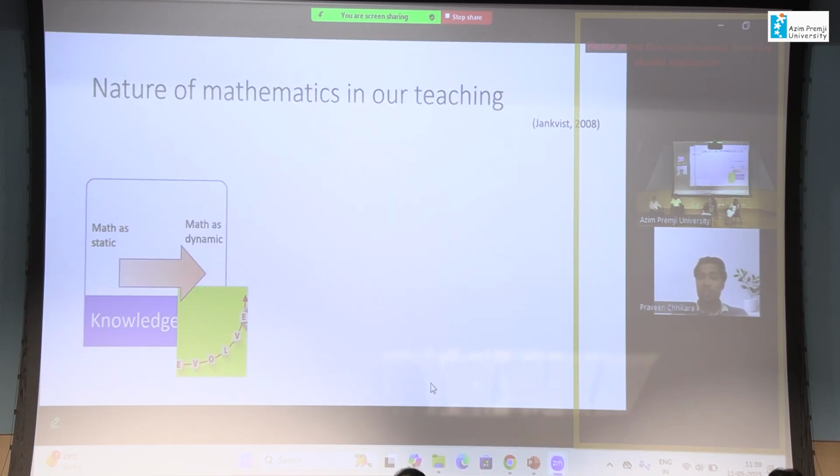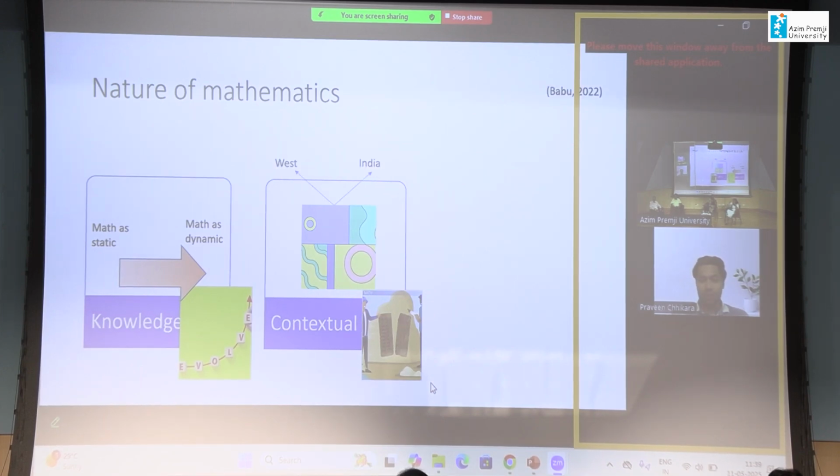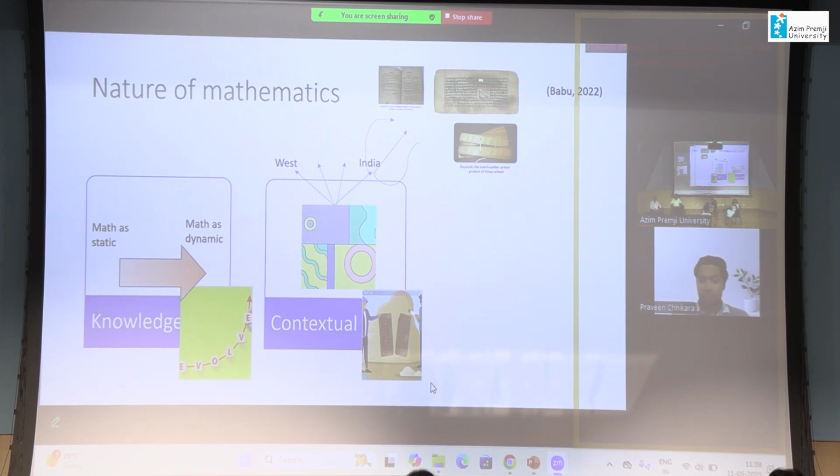So our teaching can highlight math as static or math as dynamic, showing knowledge evolves over time. Some research highlights benefits of connecting teaching with contexts that led to math concepts in different civilizations in history. And when I say context, it's not only India or West. All civilizations across the world illustrate this thing. And different cultures, even in a single country, such as math knowledge in different languages, such as Marathi, Tamil, and Sanskrit, from the history of math.